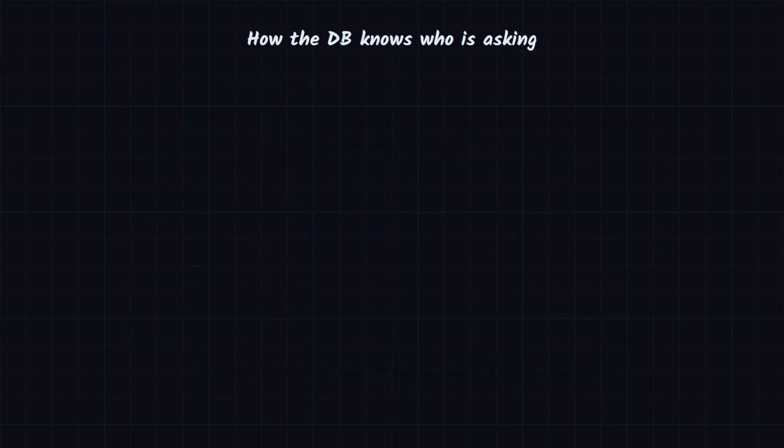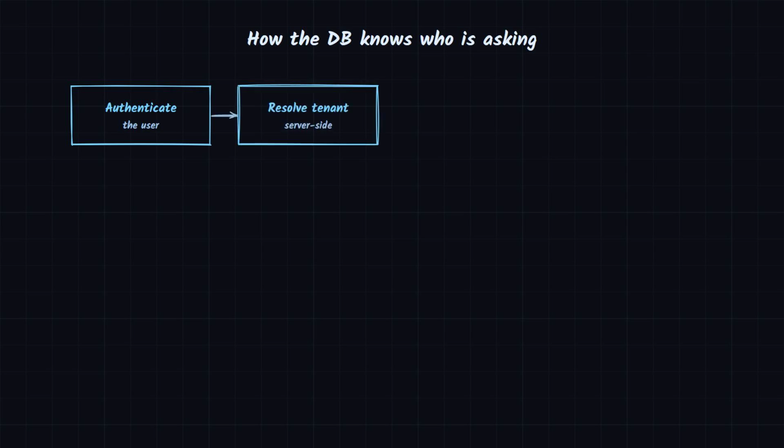That policy leans on current_setting, which is just a variable on the database session. So the question becomes, who sets it, and can it be trusted? Your application sets it per request from the tenant it resolved after authentication, never from anything the client sent. And that is the whole ballgame, because a tenant ID in a request header is an ID the caller chose.